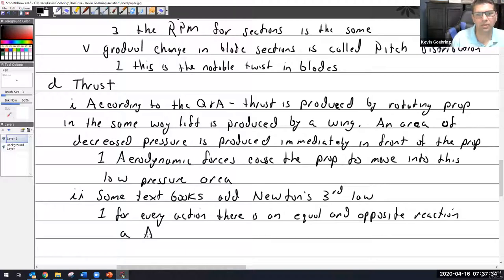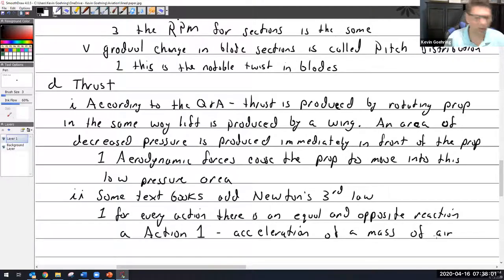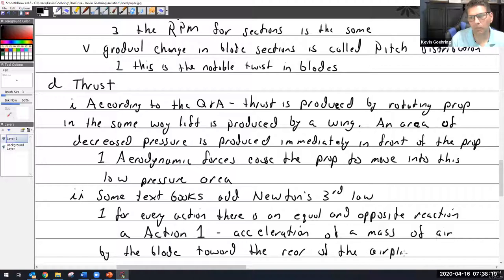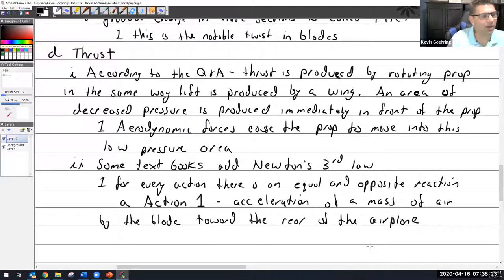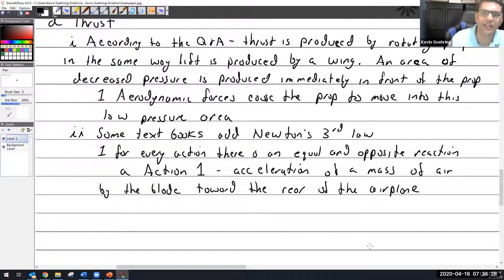So what do we have? If we're going to throw in Newton's third law, we have to add the action and the reaction. So my action is acceleration of a mass of air by the blade toward the rear of the airplane. So is there really a bunch of air thrown backwards by the blade towards the rear of the airplane? Well, if you've ever walked behind an airplane with the propeller spinning anything out of idle, you will know that absolutely and positively there is a lot of air being pushed backwards. Enough that it'll blow you right off your shoes if you're not careful.